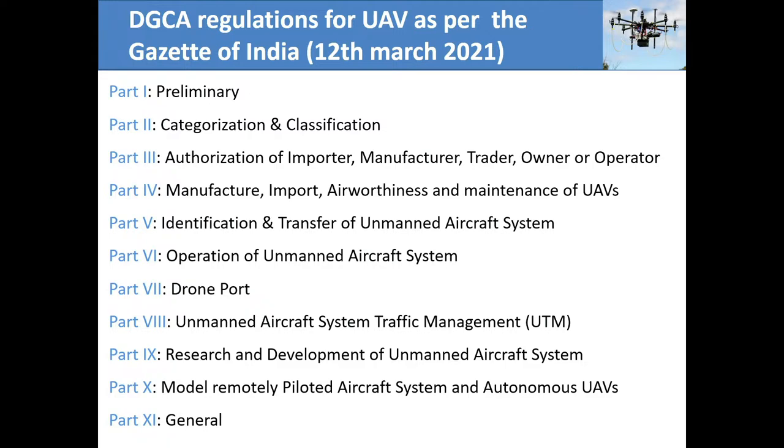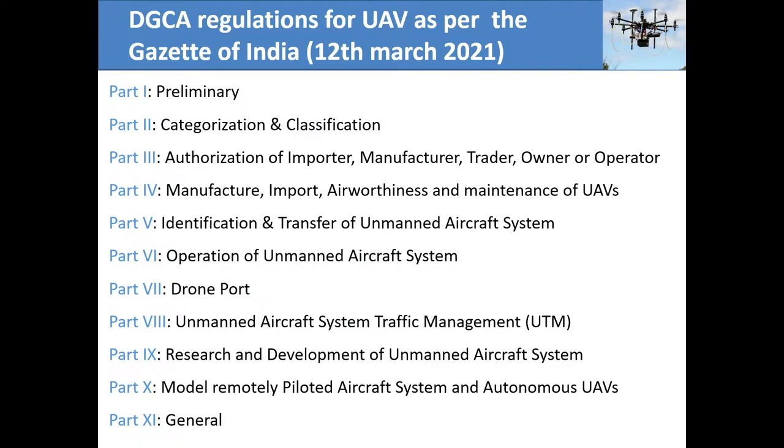I have not changed that revision here. It mostly deals with everything end to end. It deals with classification of drones, then it deals with provisions for authorization to import, manufacture, trade, own and operate. Who can import, who are the people who can manufacture, or who are the people who can do business in drones. Everybody is not allowed to do so. You need to follow certain guidelines, you need to have certain licenses. All those provisions are detailed in this document.